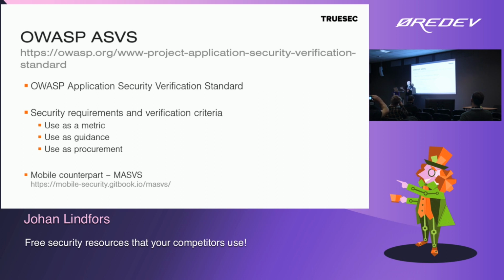You can say that this is what we are currently at, and we want to become better, so what do we need to add to the implementation? Or we can also use it for procurement, saying that if we want to use software from someone else, or use a web application that someone provides, we want them to be at least on level 2 or level 3, because then they have to demonstrate that they are in that standard. There's also a mobile version if you're building mobile applications.